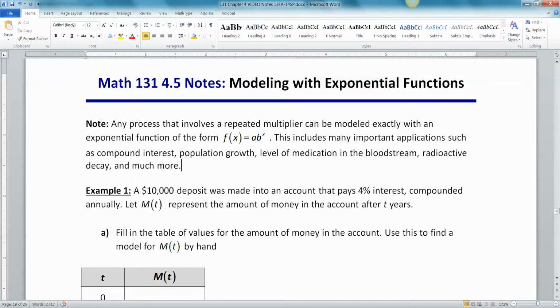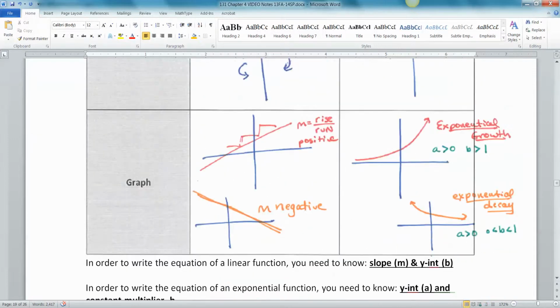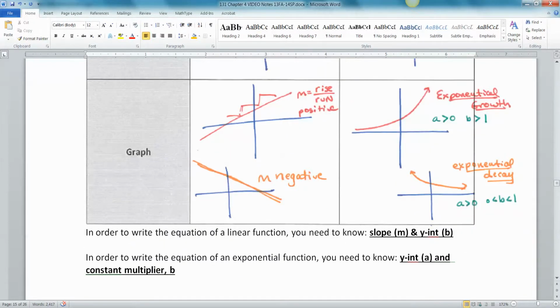So let's remind ourselves of just one little thing. Back here in section 4.4, we talked about how, over here on the right, if A is greater than 0 and B is greater than 1, we have exponential growth. So things like compound interest would work this way. Population growth works this way, and so on. And then if A is greater than 0, but B is a fraction or a decimal between 0 and 1, then you have exponential decay. Your values are going down, such as radioactive decay. All right, so keep that in mind because it's going to become very important to us in this section.